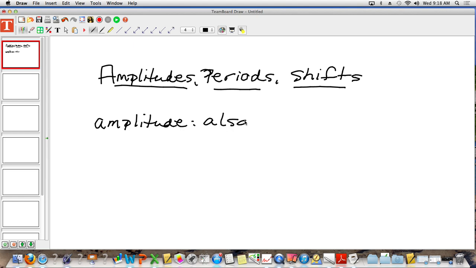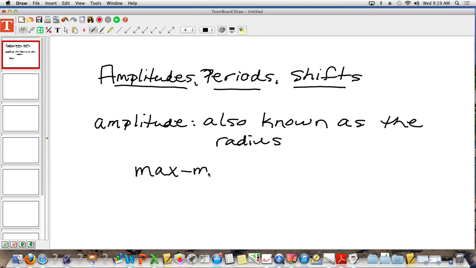First of all, I'm going to say also known to you as the what, you guys? What was that number out front? Oh, also known as the radius. Yes, very nice. It's also known as the radius. But there is a formula for it, and we can find the amplitude by taking the maximum value minus the minimum value, and then what did we do to it? We divided it by 2. So the amplitude we could find, if you had a graph, you didn't have an equation, you could take the max minus the min divided by 2.